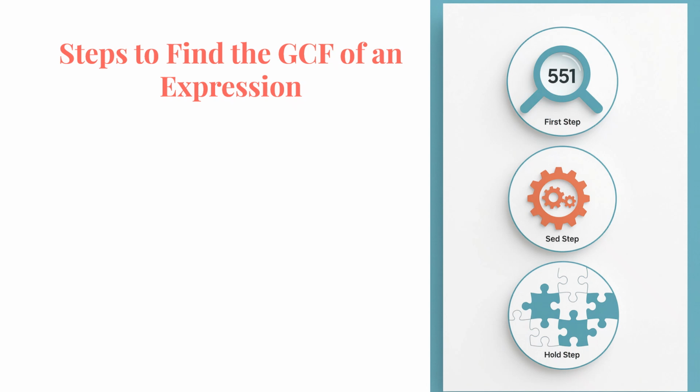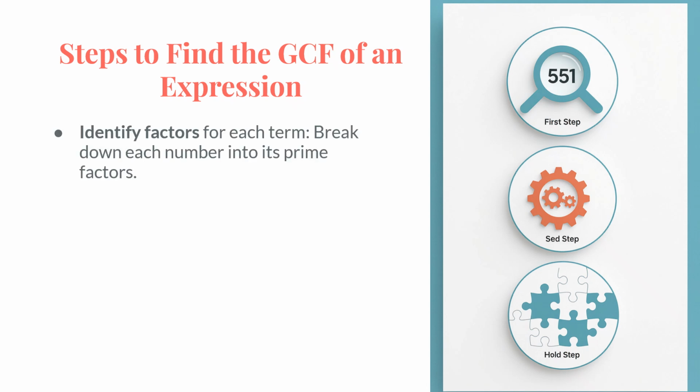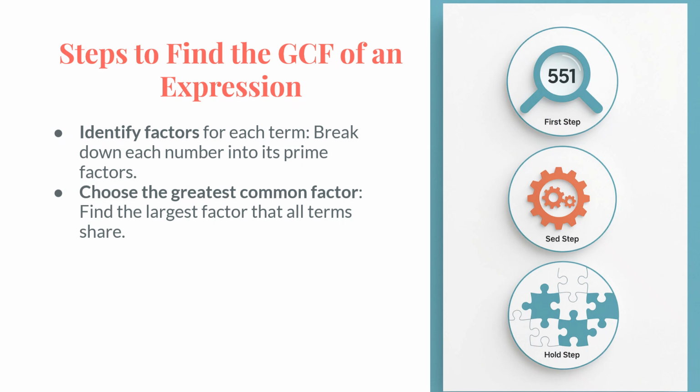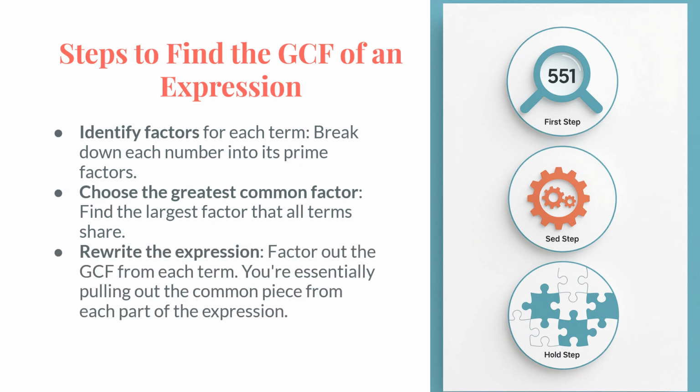Steps to find the GCF of an expression. Identify factors. For each term, break down each number into its prime factors. Choose the greatest common factor. Find the largest factor that all terms share. Rewrite the expression. Factor out the GCF from each term. You're essentially pulling out the common piece from each part of the expression.